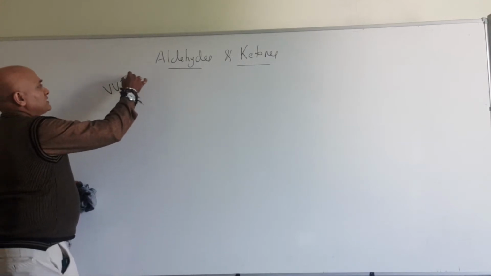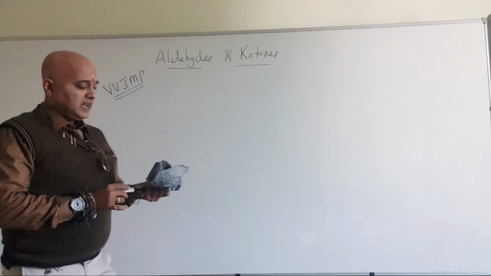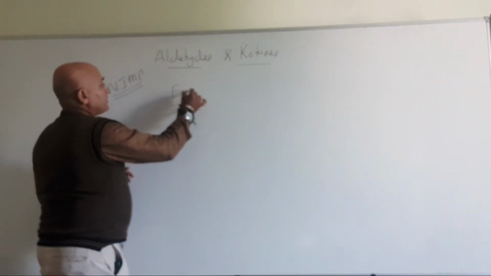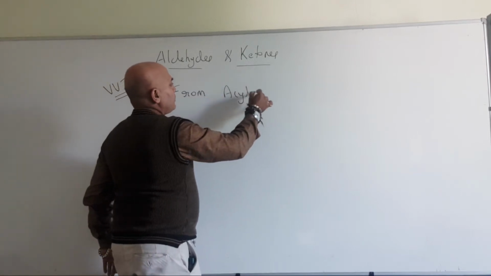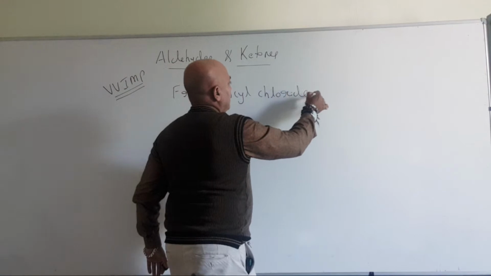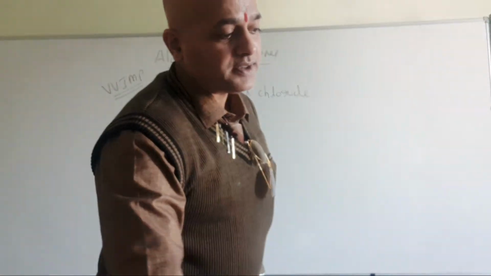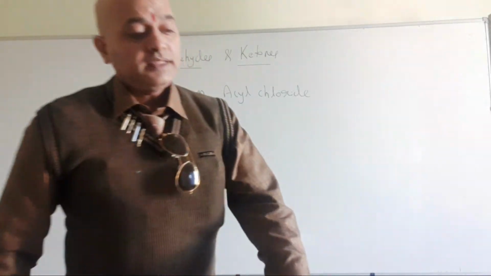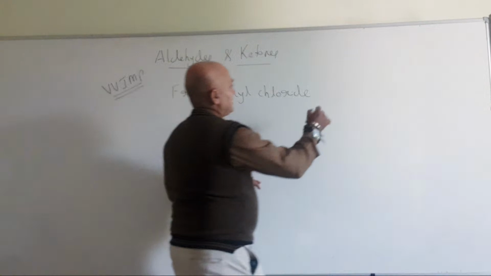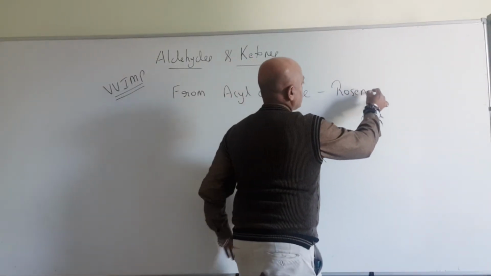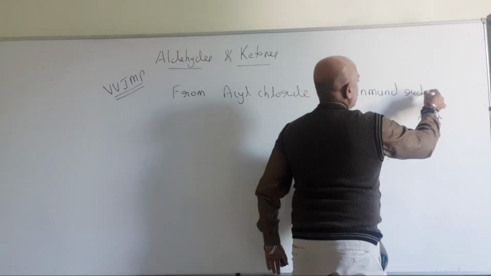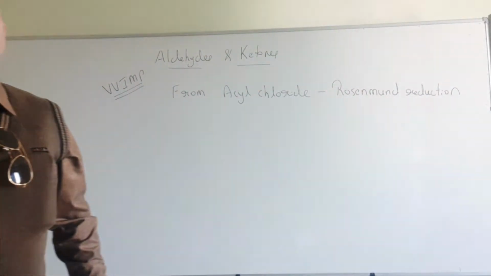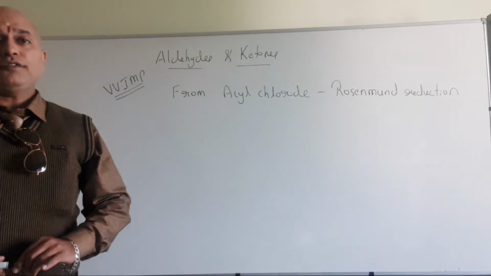Okay. So we will move to the next one. Very, very important. Preparation only, but a very, very important reaction. That is preparation from acyl chloride. Very important. This reaction is called the Rosenmund reduction. Very important from your examination point of view.